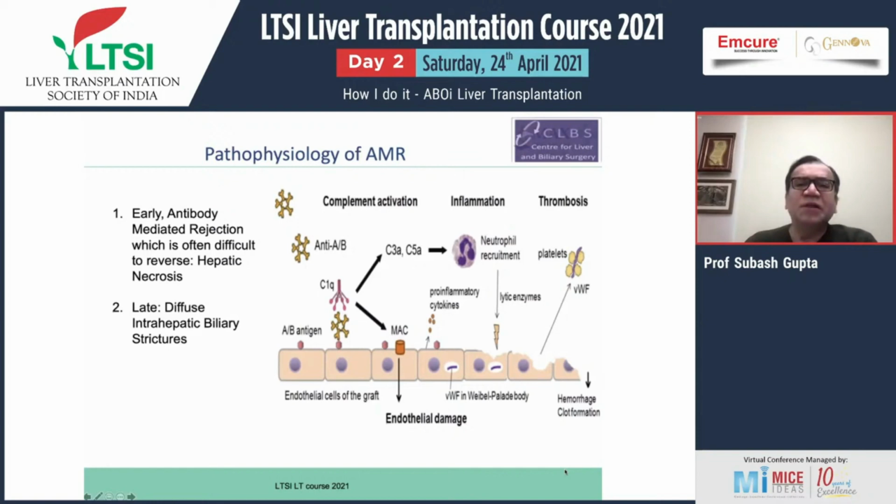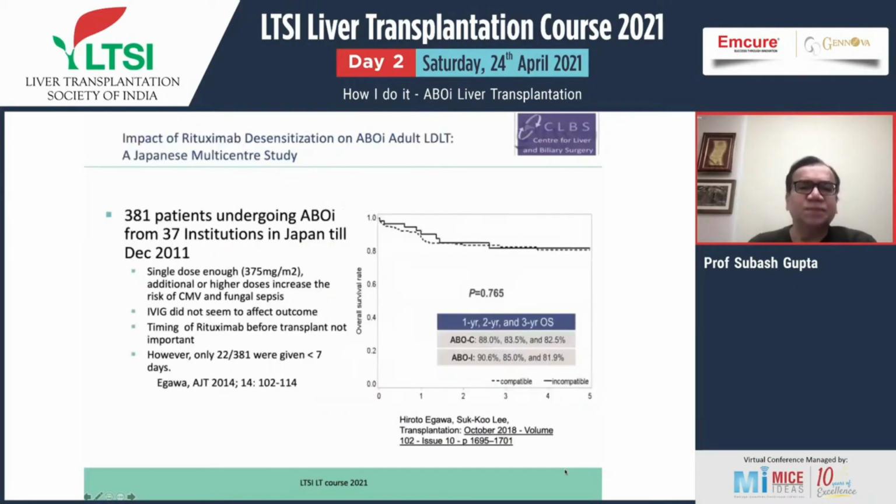There are two problems. One is hepatic necrosis from early antibody-mediated rejection, which is mostly taken care of by use of rituximab. And then, of course, what is not taken care of is that occasionally you'll still get diffuse intrahepatic biliary strictures leading to retransplantation later on.